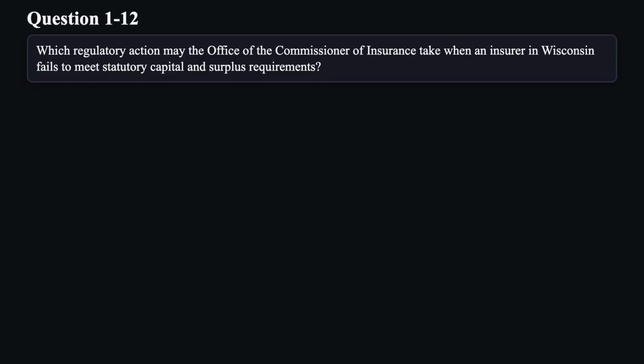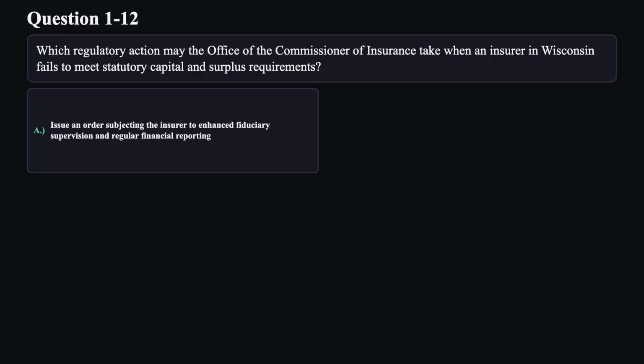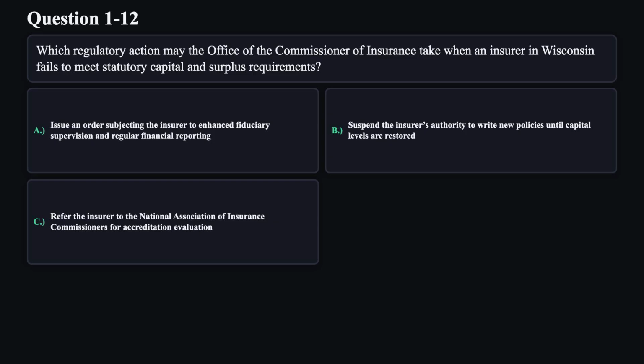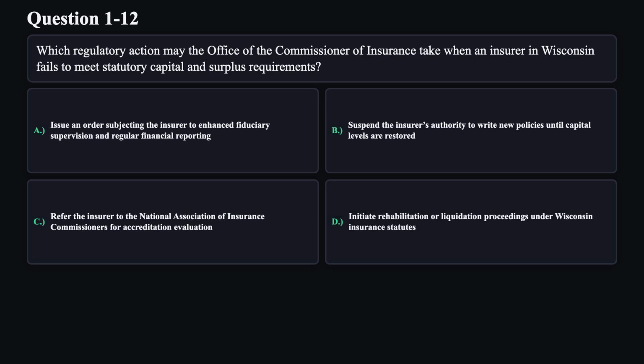Question 12. Which regulatory action may the Office of the Commissioner of Insurance take when an insurer in Wisconsin fails to meet statutory capital and surplus requirements? A. Issue an order subjecting the insurer to enhanced fiduciary supervision and regular financial reporting. B. Suspend the insurer's authority to write new policies until capital levels are restored. C. Refer the insurer to the National Association of Insurance Commissioners for accreditation evaluation. D. Initiate rehabilitation or liquidation proceedings under Wisconsin insurance statutes.